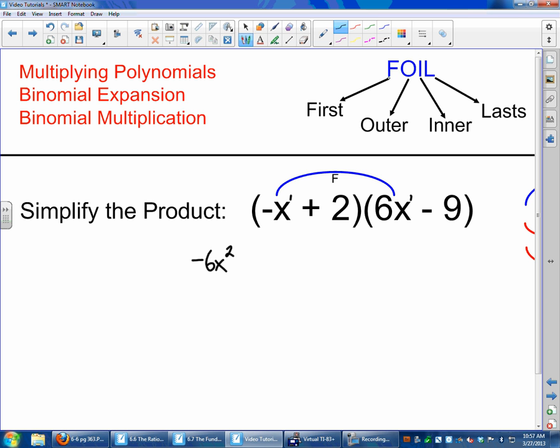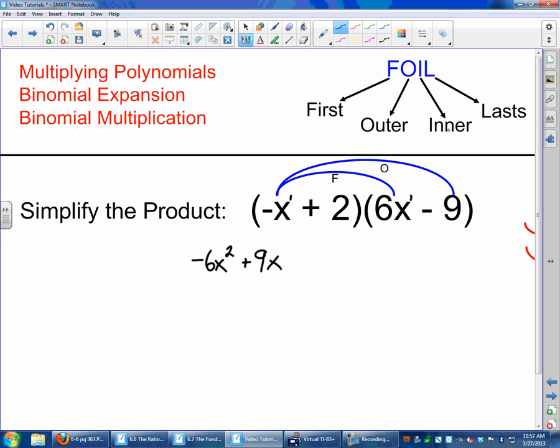After F, we go to outer, or outers, which in this case we're going to multiply the 2 outside terms of the binomials. So here we're going to take -x times -9. And always think about your signs. Negative times negative makes positive. x times 9 is just going to give you a 9x. This one doesn't have any x's to multiply with, so we just bring them with.